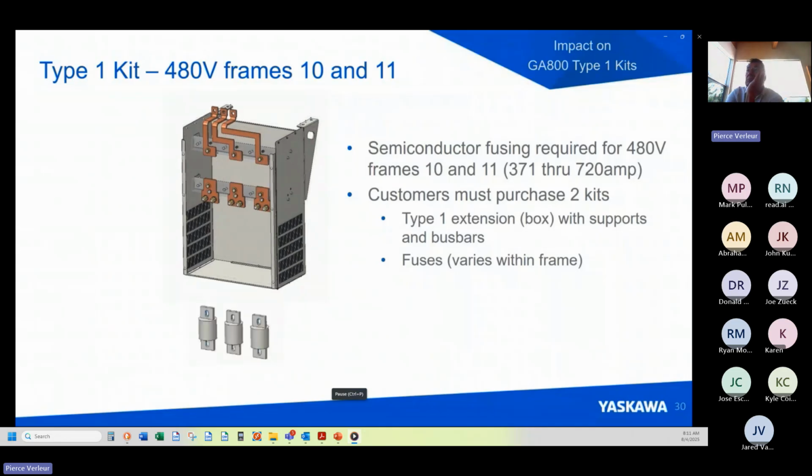Now, the customer must buy two separate things. One is the kit itself, which comes with all the sheet metal parts, the supports, and the bus bars. The fuses are purchased separately. So you can either purchase those from Yaskawa or from a third party.